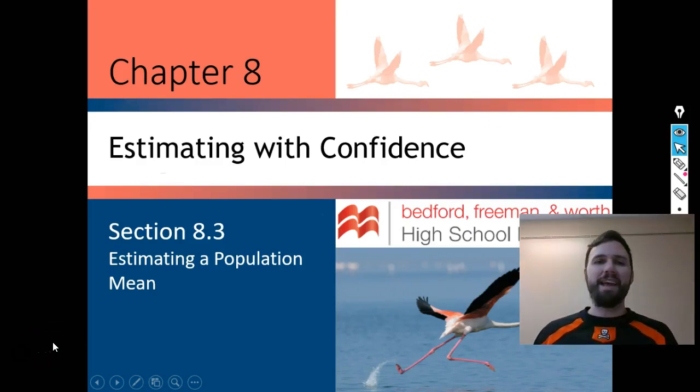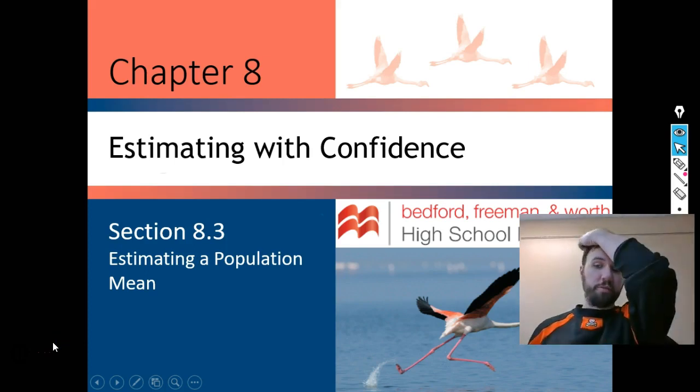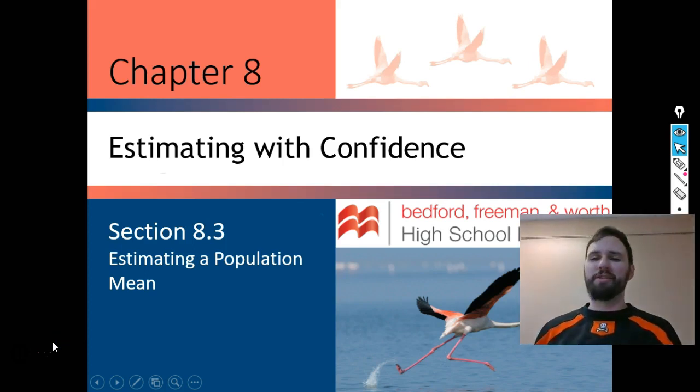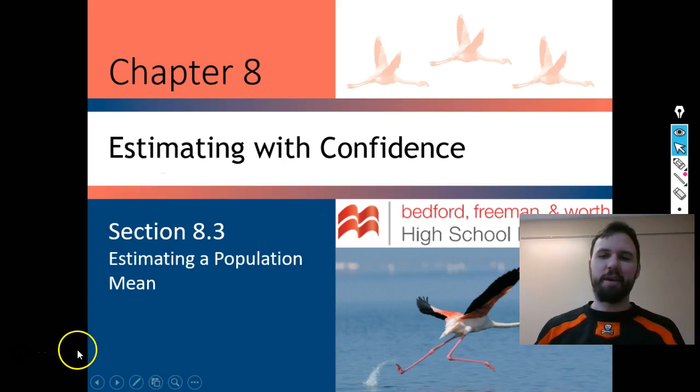Today we're going to be looking at 8.3, estimating a population mean. It's going to be all the same stuff we did before, but instead of proportions, we're going to be looking at means. So some of our equations are going to change slightly. Okay?